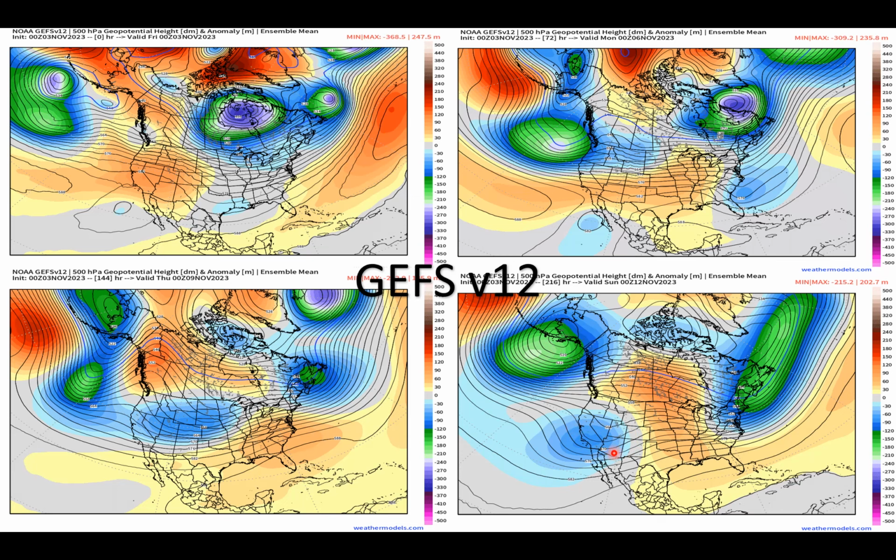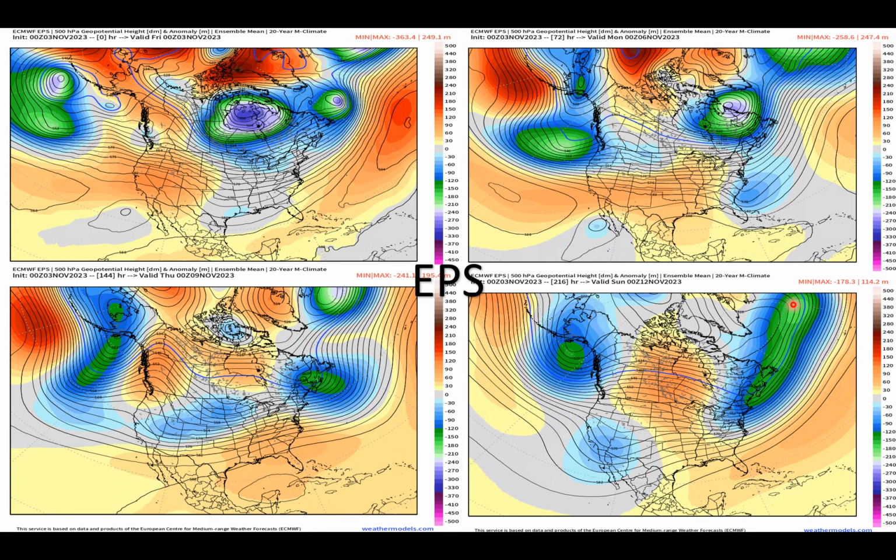We also see a shortwave trough across Nevada and Southern California. We have a little bit of weak ridging across the central U.S., and then we have this feature again that's showing up on the Jeffs as well. So both ensemble runs are showing it.